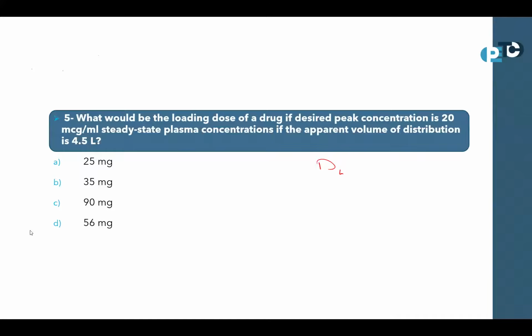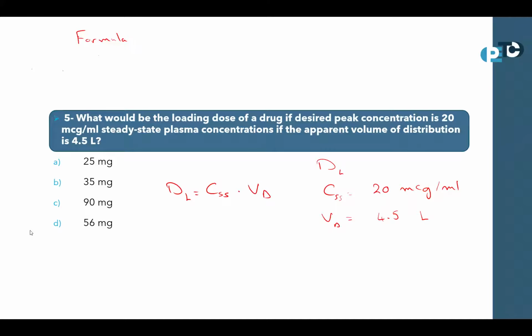We have here two pieces of information. First one is the CSS, which is 20 microgram per ml, and the volume of distribution, which is 4.5 liter. In order to solve any calculation problem regarding pharmacokinetics, we need two things. The first one is to know the formula. Which formula will you use to solve the question? The formula here is that loading dose equals CSS multiplied by VD.